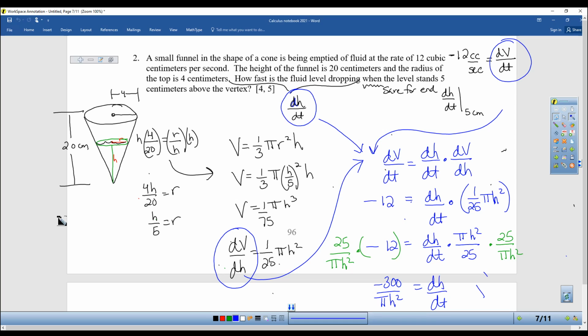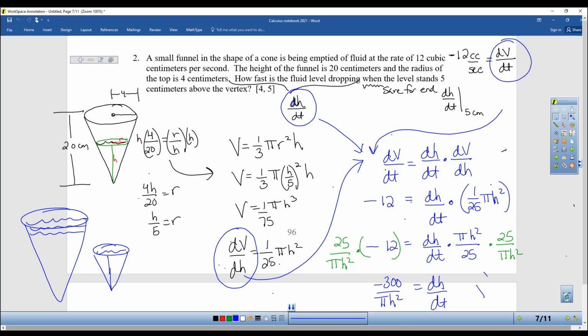Now, what makes more sense? When the volume is near the top, it's almost filled, is the height changing very rapidly? Not at all, because it takes so much for it to lower when it's only losing 12 cc's per second. But when it's really close to the end, it's going to really start to go fast, which makes sense. If h is a bigger number, because it's being divided, this overall thing is going to be a bigger number.